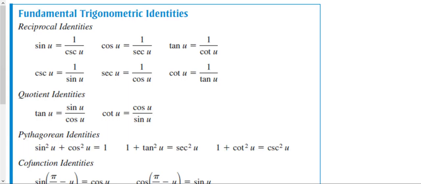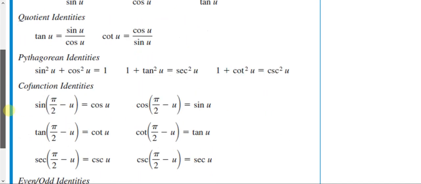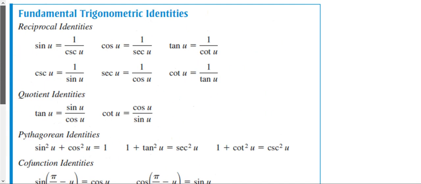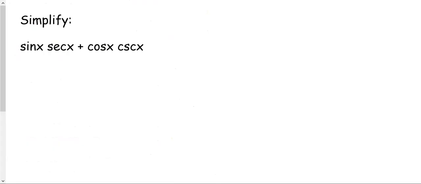For the second example, I'm going to go through again and use all these fundamental trig identities, keeping this sheet out, thinking about these as I'm solving the problem. With this expression here, the first thing I need to do is I see a secant and a cosecant, and automatically when I see those two, I'm thinking reciprocal identities.